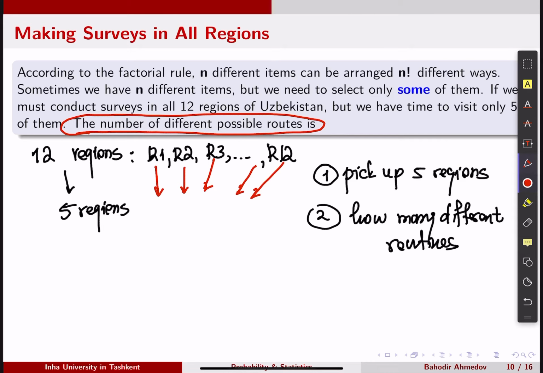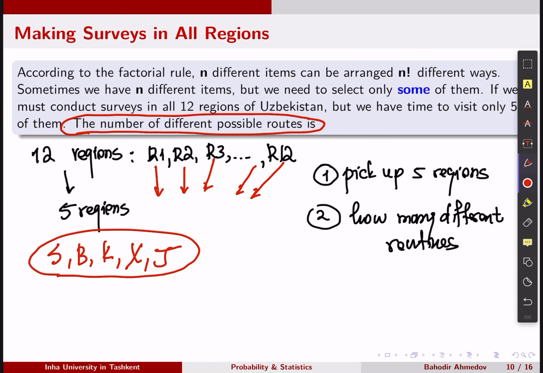If you choose, for example, Samarkand, Bukhara, Khiva, Khwarezm, and Jizzakh, 5 regions you have chosen, you can now do many different routines even using just these 5, right? You can go to Samarkand first, then Bukhara, then Khiva, Khwarezm, Jizzakh, or you can do this differently. So it's important for us to choose the 5 regions, then we need to mix their places.